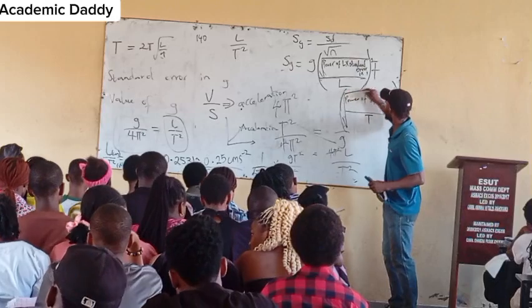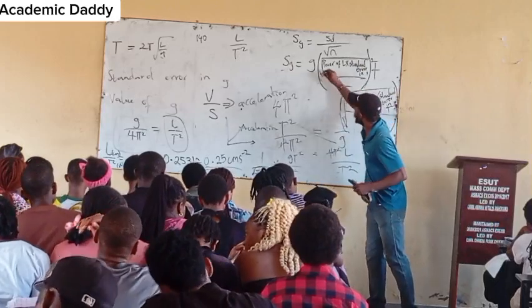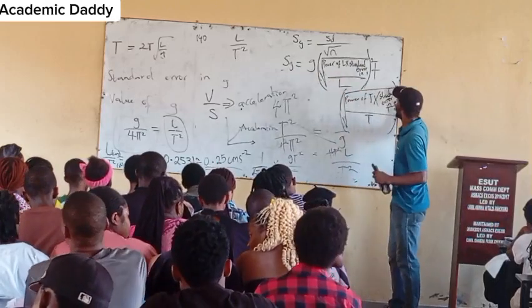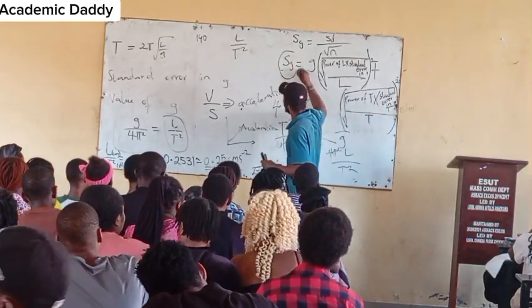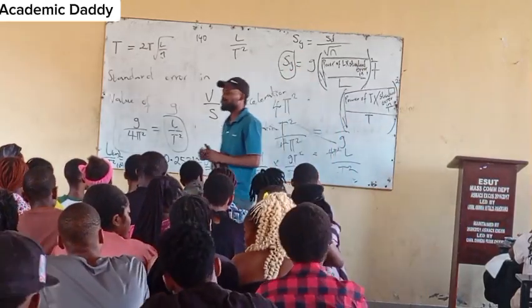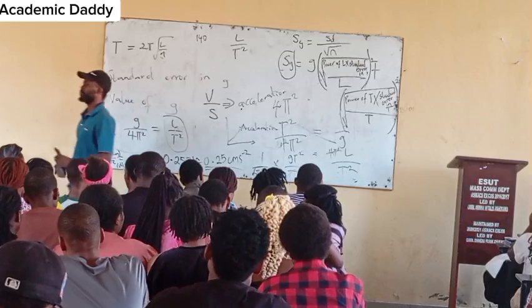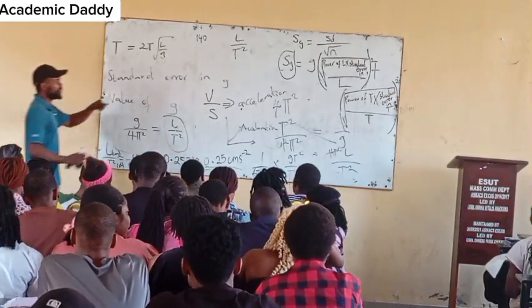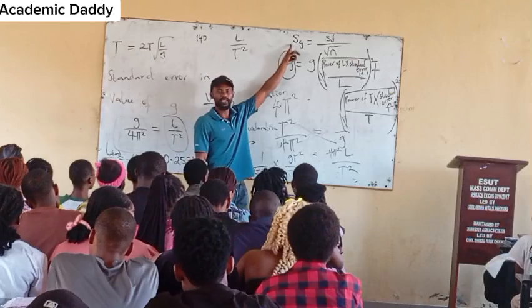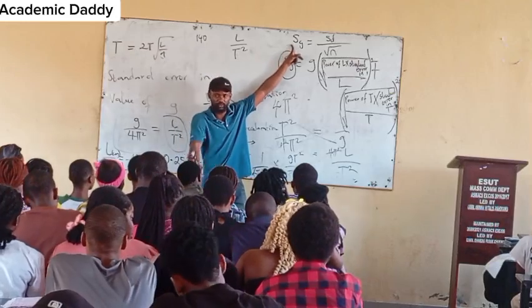Are you seeing this? I'm taking the square root and I'm squaring this. So this is going to be my standard error in G. This is my formula for standard error in G. Standard error in G is different from standard error.